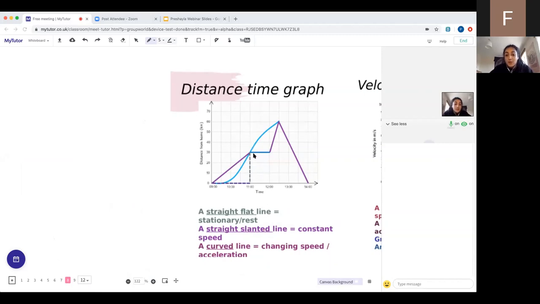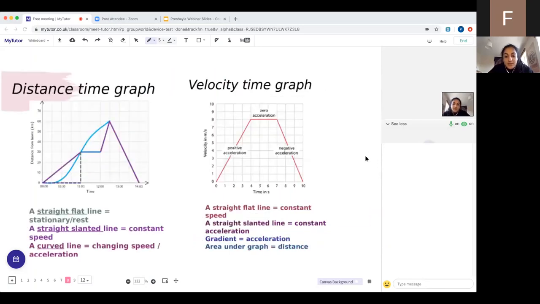So time is going on, goes from 11 o'clock to 12 o'clock, but in that time they don't do any distance, which is why it's at rest. A curved line on a distance time graph is a special one. So a curved line means a changing speed. It's a changing gradient, so a changing speed.